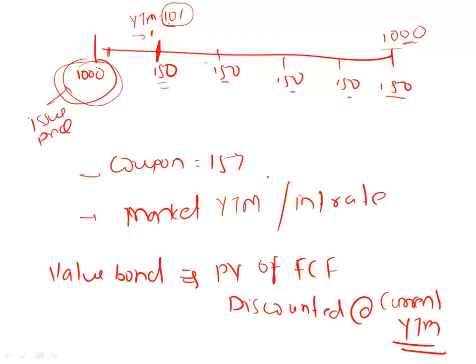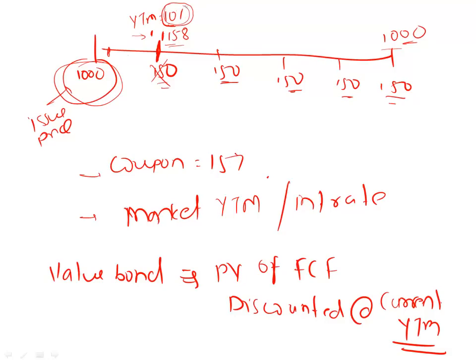I am going to consider only the future cash flow. This is the current cash flow. I am not going to consider this. So 1, 2, 3 and 4. 4 is the N. Compute present value. 1158. So the value of bond today is 1158.